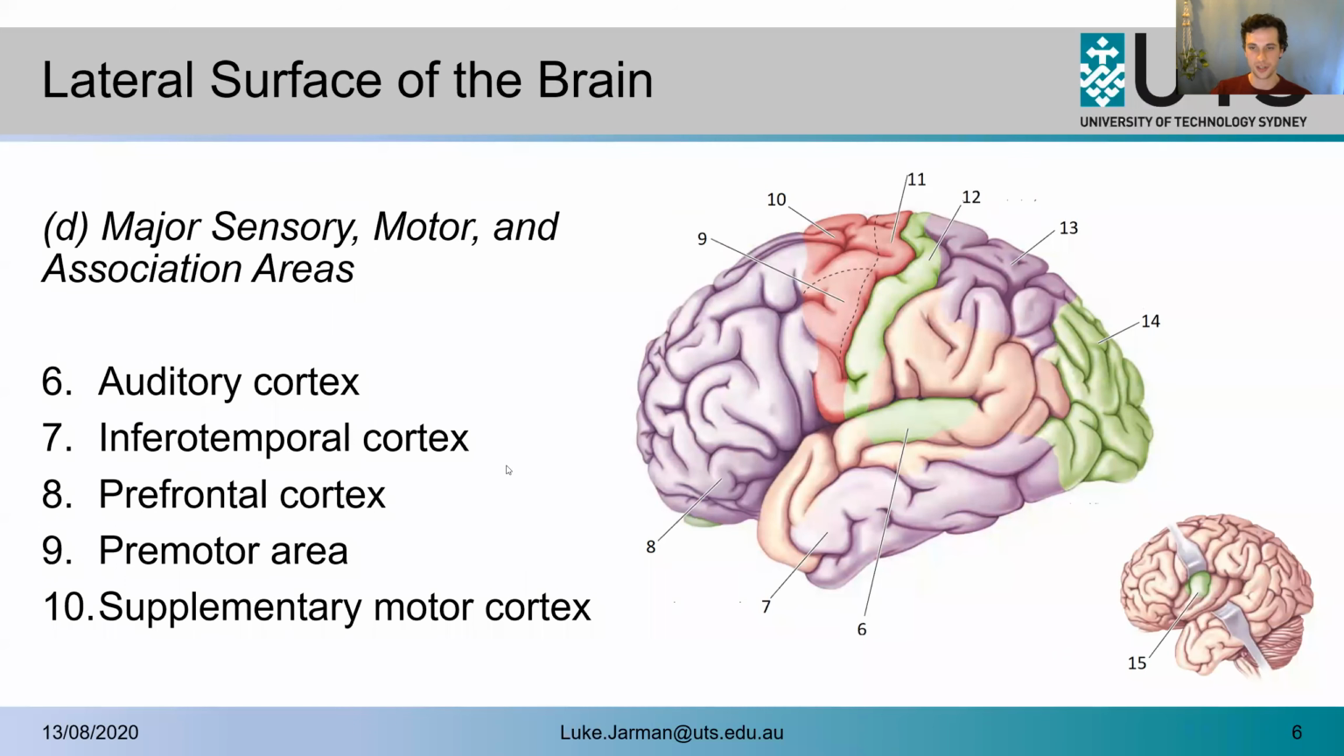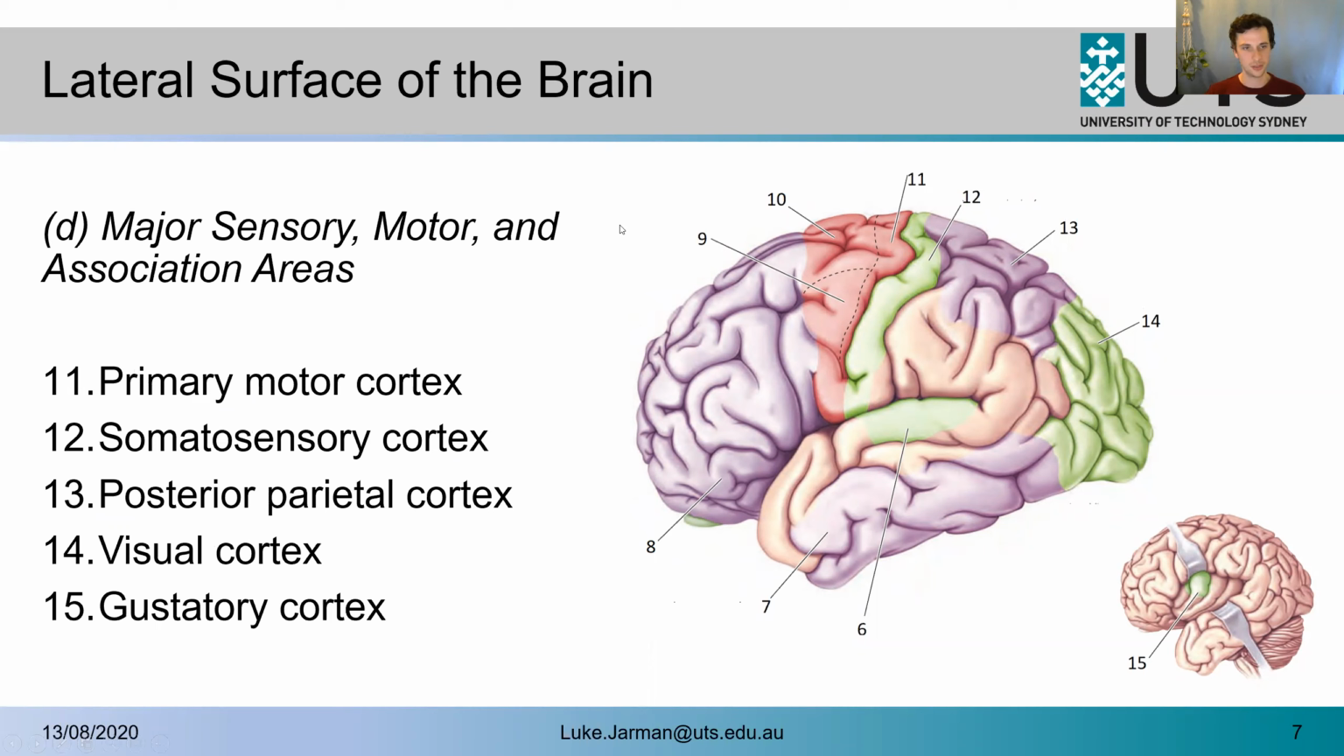Number 7 is your inferotemporal cortex. The infero here just refers to below the temporal cortex, or at the bottom of it. 8 is your prefrontal cortex. This is really important as well as an area of the frontal lobe. 9 is your premotor area. And 10 is your supplementary motor cortex. Moving on to 11, you have your primary motor cortex. 12, you have your somatosensory cortex. Somatosensation is a complex mix of sensation and reactions, really important in movement and reactions particularly.